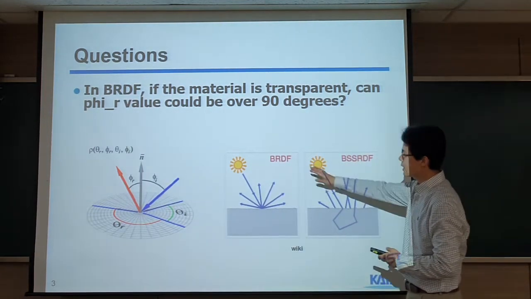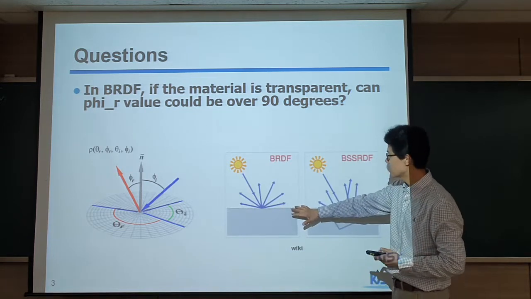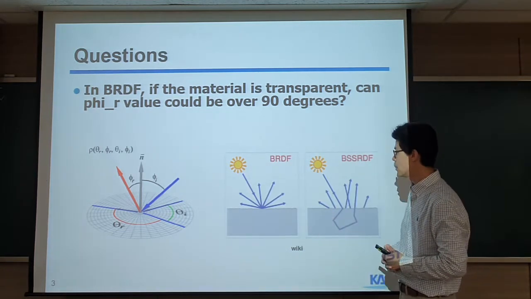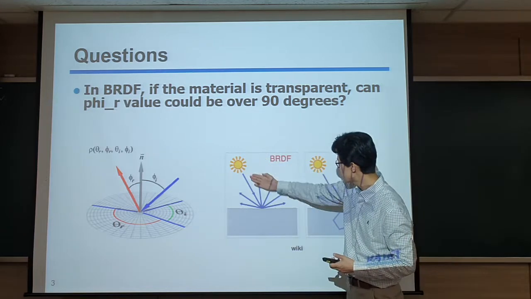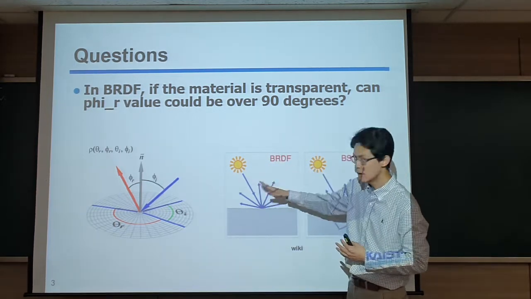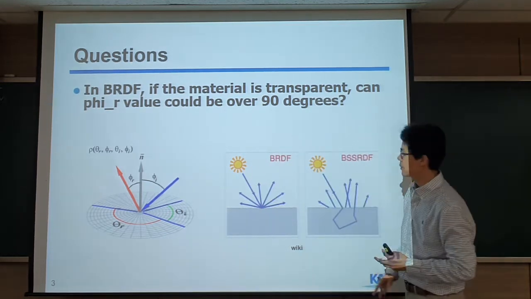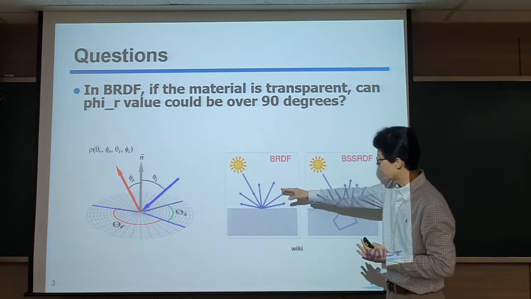In the case of the BRDF, here we assume a non-transparent object, in other words, opaque material. Once a photon hits it, the surface reflects this photon in all possible directions. It can reflect into the other spaces, right? So that is basically what the BRDF wants to capture.